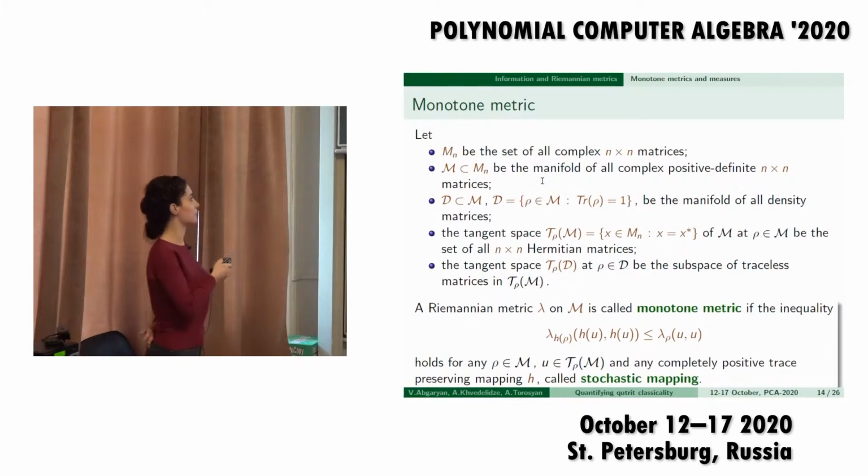Let n be the set of all complex matrices. Let this second M be the manifold of all complex positive definite matrices. We can present the Riemannian metric on that M, called the monotone metric, as the following inequality. This holds for any density matrix from this M, from any U from the tangent space, and any completely positive trace-preserving mapping called stochastic mapping.